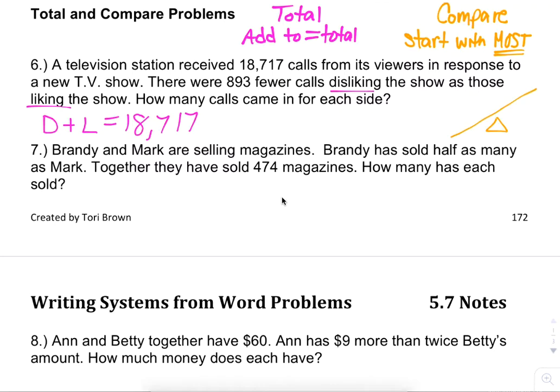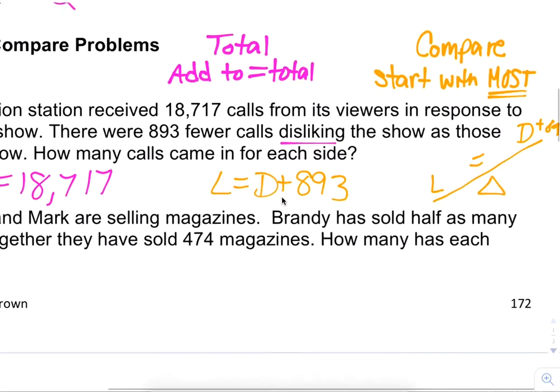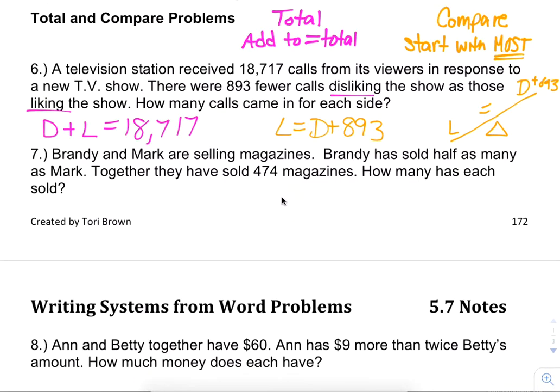On my teeter-totter, what did I get more of? Well, there were fewer calls disliking than those liking. So there were more likes. If I want to balance the scale, I need to put something else with the D. I can't subtract because that would make it lighter. So I'm going to add. The dislikes plus 893 would make that balance. So my equation is L equals D plus 893. There are 893 fewer of the dislikes. Okay. All right, let's try the next one.